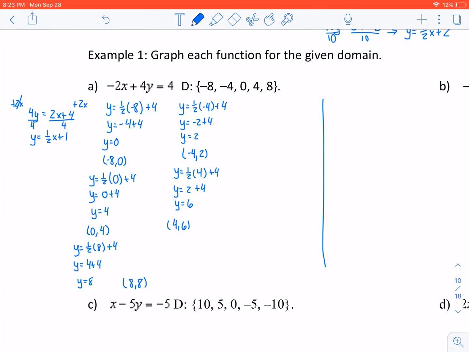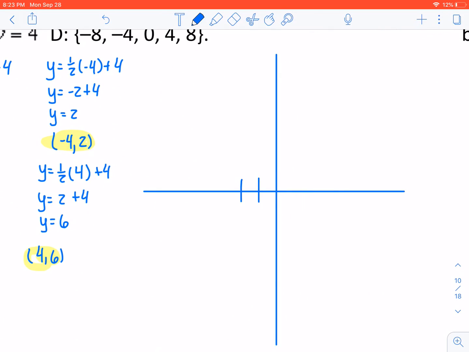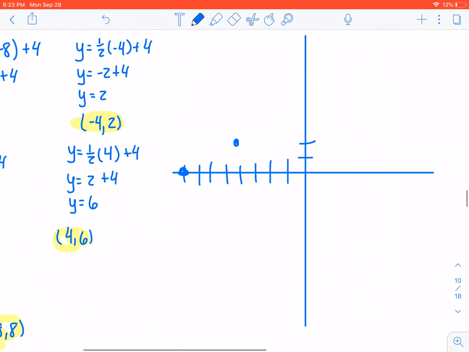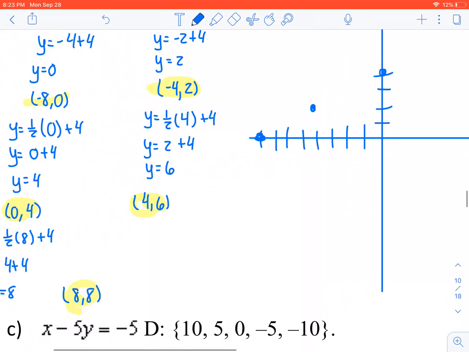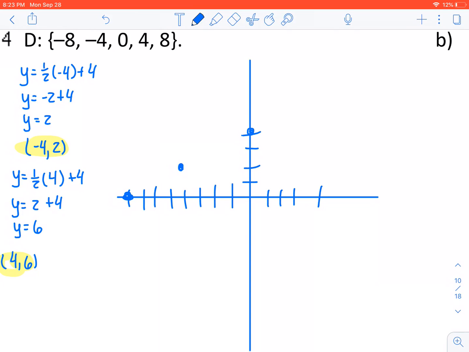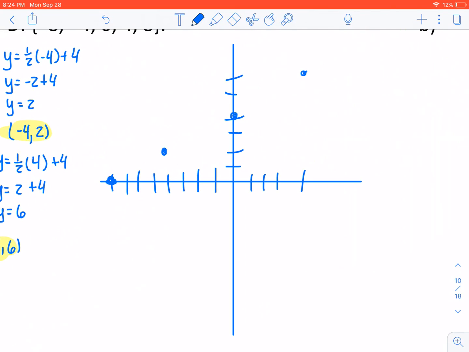Alright, let's go ahead and graph. So my ordered pairs are -8, 0; 0, 4; 8, 8; -4, 2; 4, 6. So -8, 0 is 1 point, -4, 2 is another point, 0, 4 is a point, 4, 6 is a point. And 8, 8 is a point.